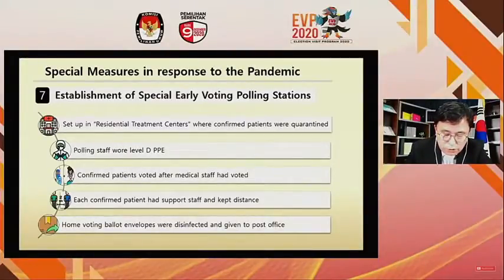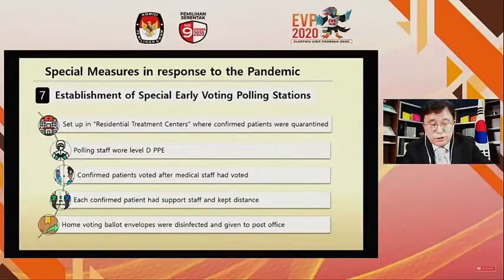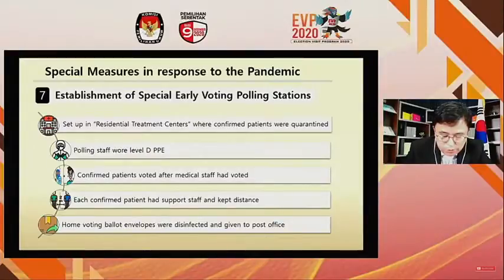The NEC also established eight special early voting polling stations to ensure suffrage in the residential treatment centers where coronavirus patients were quarantined and being treated. We dispatched polling staff wearing level D PPE to manage the election there. Medical staff voted before the patients voted while maintaining social distancing. The ballot envelopes were disinfected and given to the post office to be sent to the competent election commissions. Next, please.